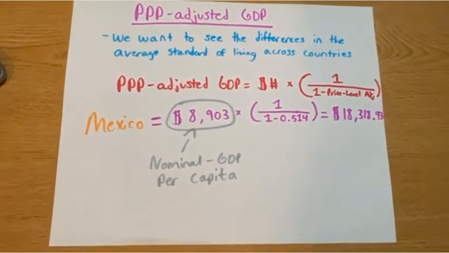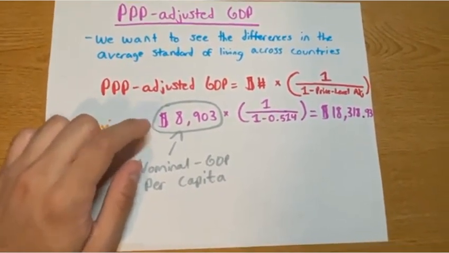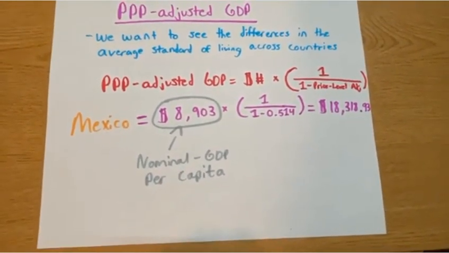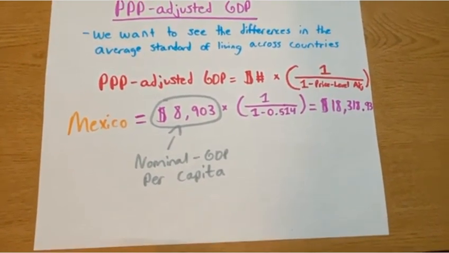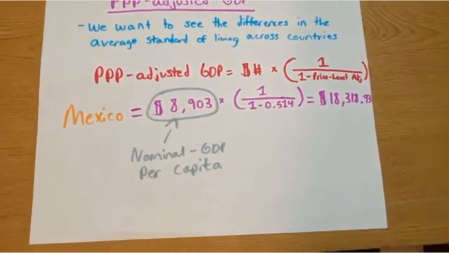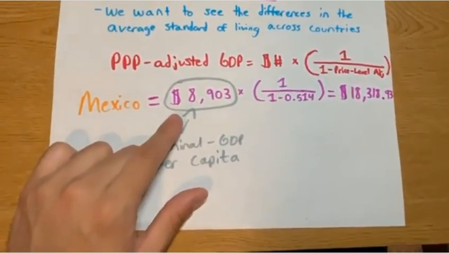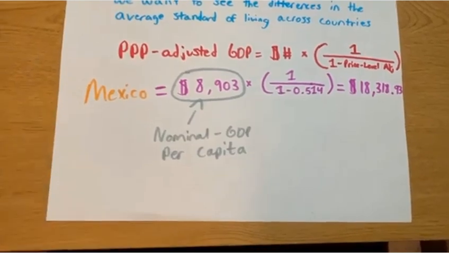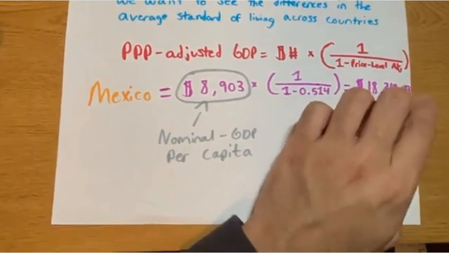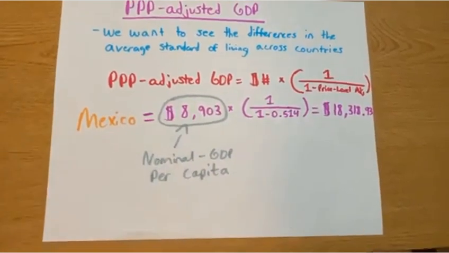So pretend we have Mexico here, and Mexico's nominal GDP per capita is $8,903. We multiply this times 1 over 1 minus the price level adjustment, and this totals out to $18,318.93. So let's pretend that the $8,903 is what an average person in Mexico lives like. So we can see that the average Mexican lives about as well as someone who earns $18,318.93 in the US, which is absolutely crazy to think about.